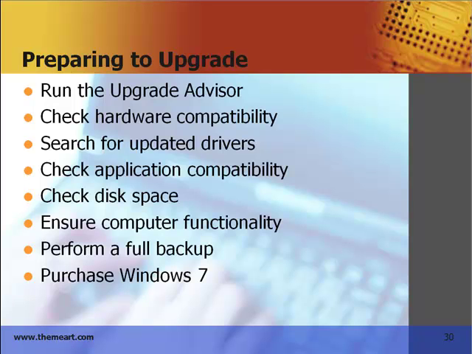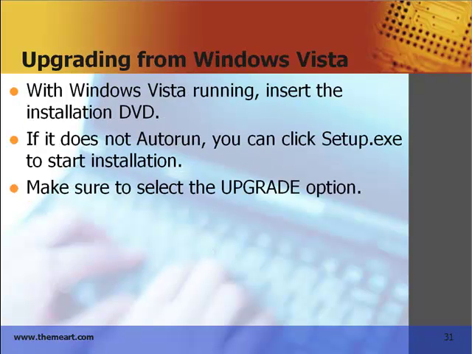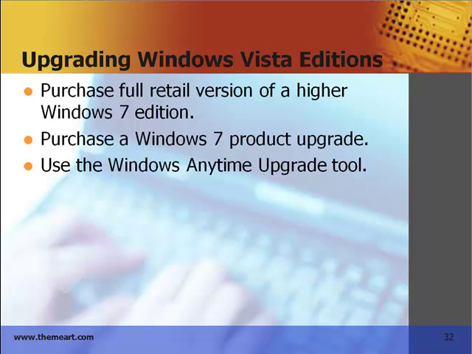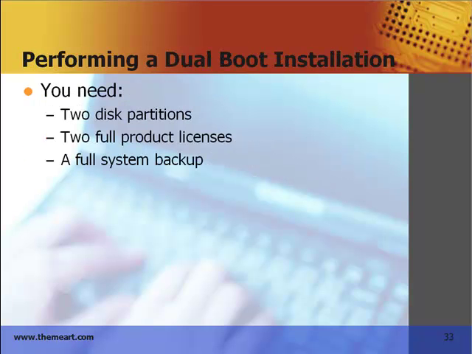Here they mentioned some of the things you might do to get ready to upgrade. Run the Upgrade Advisor, check the hardware compatibility. All this will be done automagically for you once you pop in the Windows 7 DVD and tell it you want to run and check compatibility. Vista editions, like we said, that's a direct upgrade.